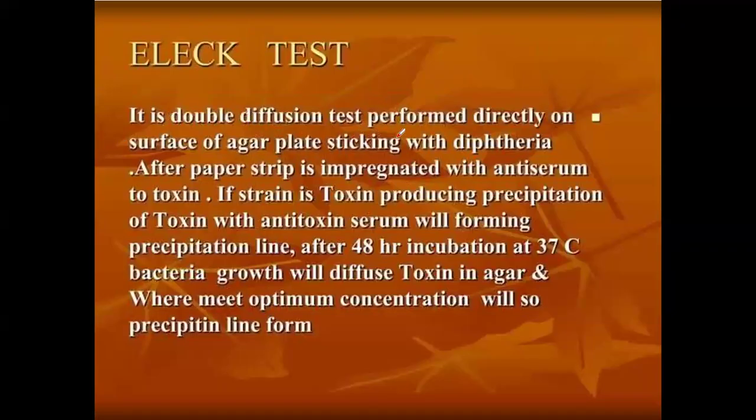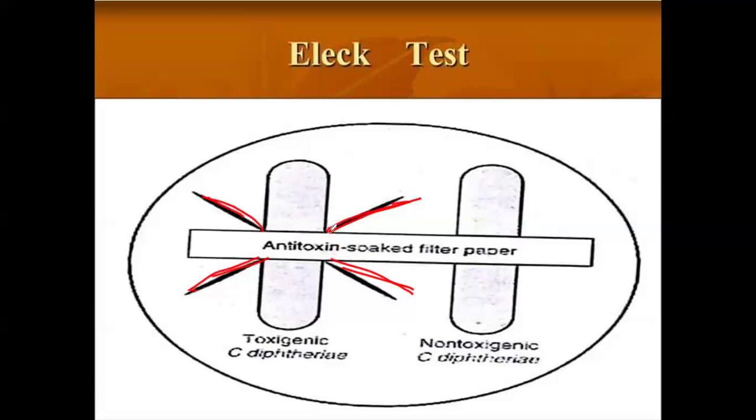It's a double diffusion test performed directly on the surface of an agar plate, with the diphtheria sample. A paper strip is impregnated with antiserum to the toxin. If the strain is toxin producing, precipitation of toxin with antitoxin serum will form a precipitation line. So can you see here? This is the precipitation line to show you that this sample is responsible for the production of this toxin, so it is precipitated by this line. That is the Elek test, but I've never even seen it done.